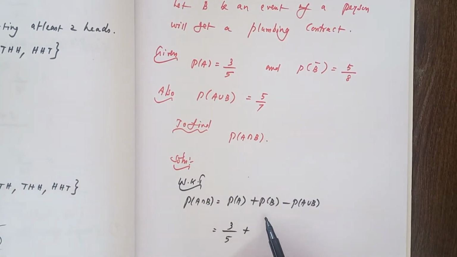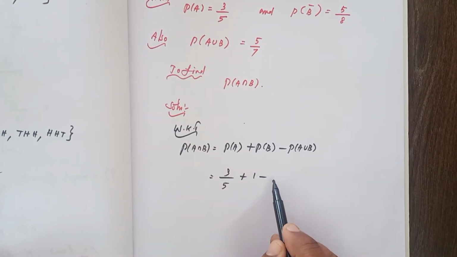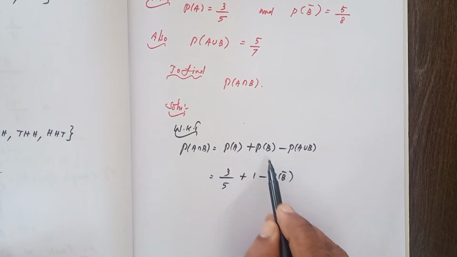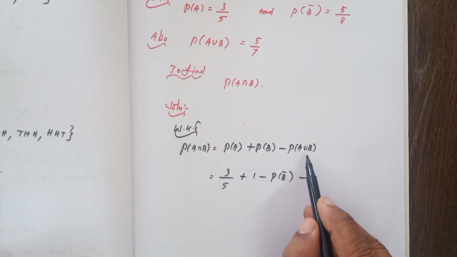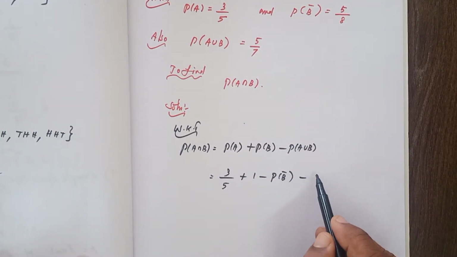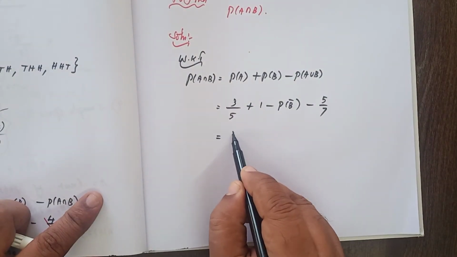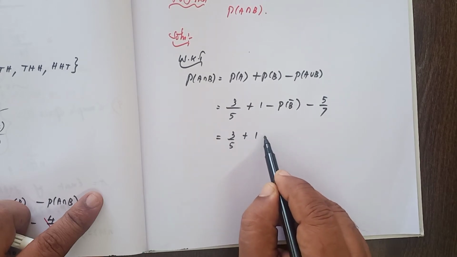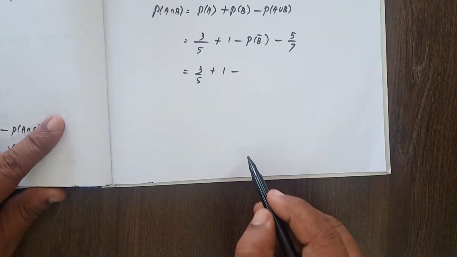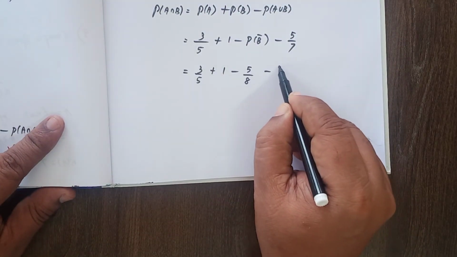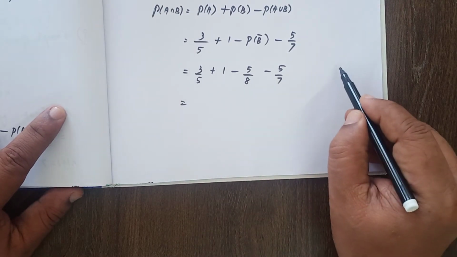plus P of B, which is equal to 1 minus P of B complement. That is the formula for P of B, because P of B is not given. So I have written the formula for P of B, minus P of A union B, which is equal to 5 by 7. That is equal to 3 by 5 plus 1 minus P of B complement, which is given as 5 by 8, minus 5 by 7. For 5, 8, 7 you have to calculate the LCM.